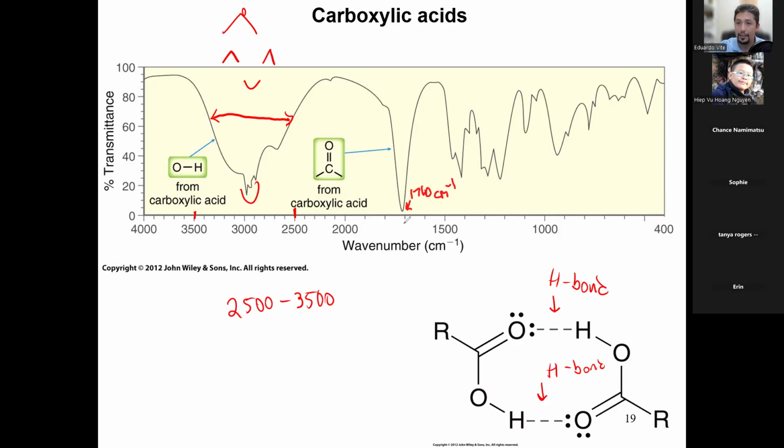Make sense? So wizard's beard plus this will give you carboxylic acid. What was the other bond you needed to look for with the wizard's beard? The carbonyl, the one that I just pointed to right here at 1700. So if you have the wizard's beard, you have to find the carbonyl.